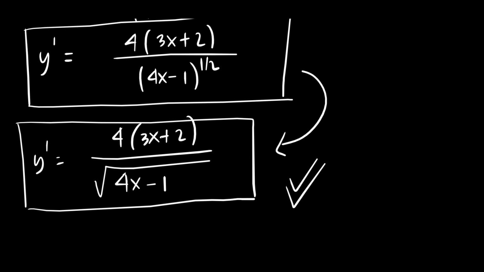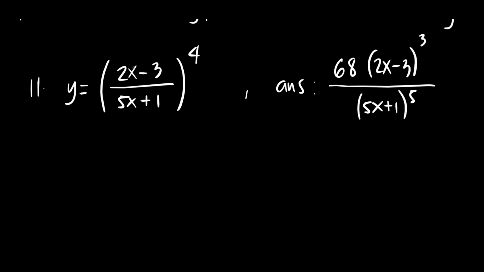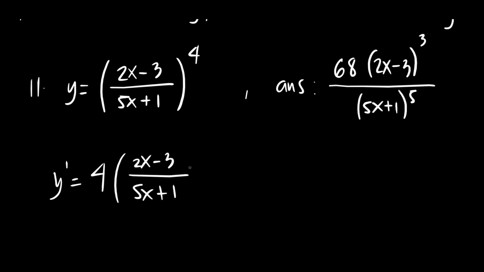So let's proceed to number 11. So we'll answer number 11. y is equal to 2x minus 3 all over 5x plus 1, raised to the power 4. So we'll have its power rule. So y prime is just equal to, we'll bring down 4. So 4, just copy the inside, 2x minus 3 all over 5x plus 1.